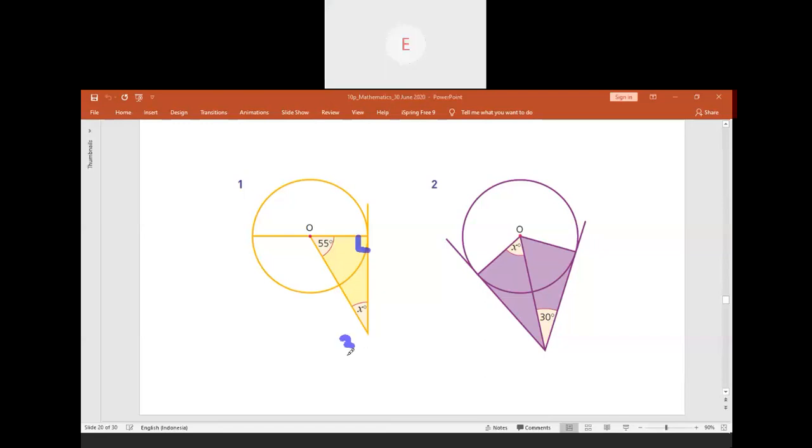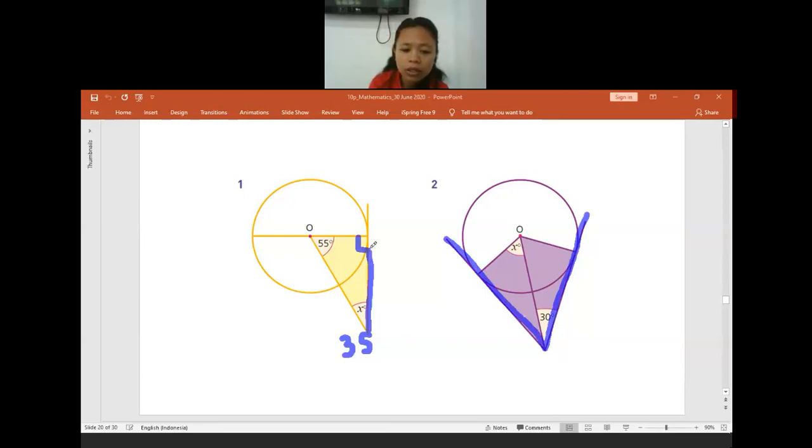Oh, you don't know what a tangent line is? Okay. A tangent line is a line that only touches a circle. So this line is touching a circle. This I call a tangent line. This is also a tangent line. This one is also a tangent line. All the lines that touch the circle at only one point and do not cut the circle, we call a tangent line.